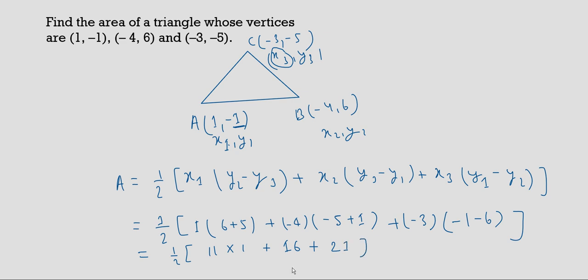Now add them and divide by 2. Let's add: 21 plus 11 gives 32, and 32 plus 16 gives 48. Divide it and you will have 24, and don't forget to write its unit, which is unit square. This is the required answer.